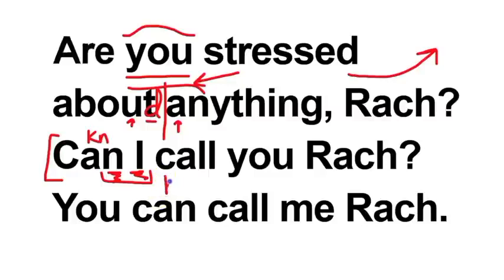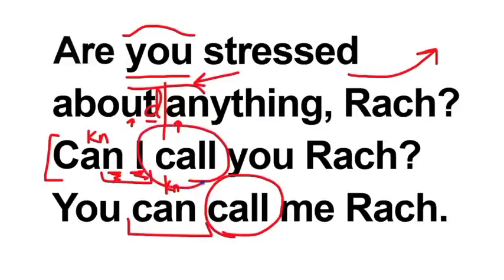Again, the word can is almost lost here. Can. You can call me Rach. Can I call you Rach? We reduce the word can like this when it's not the only verb in the sentence. In these 2 sentences, the main verb is call. That means the word can is a helping verb. That's a function word. It's not as important as the main verb call.